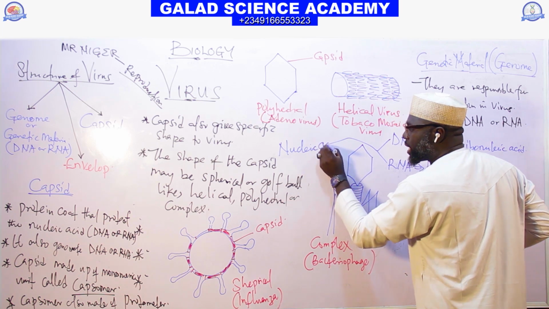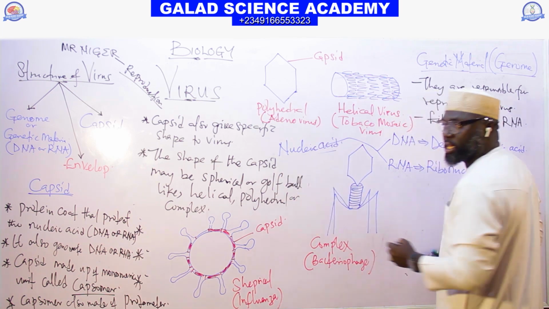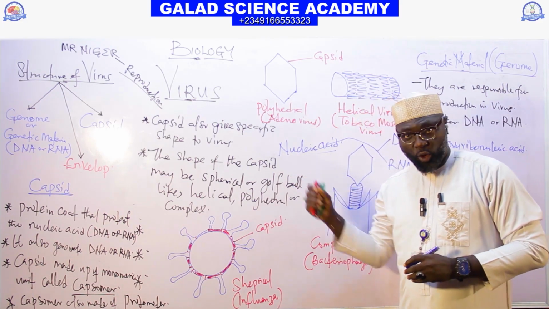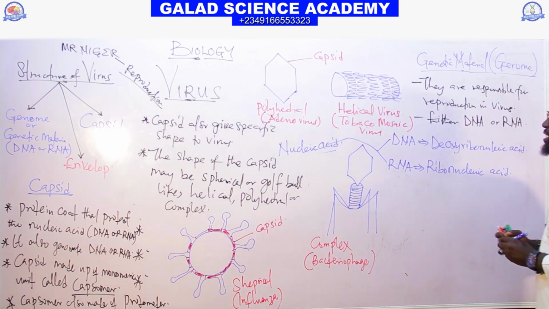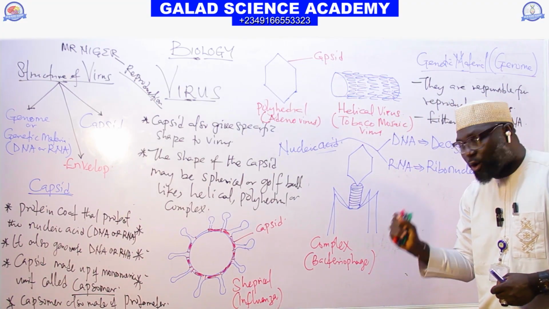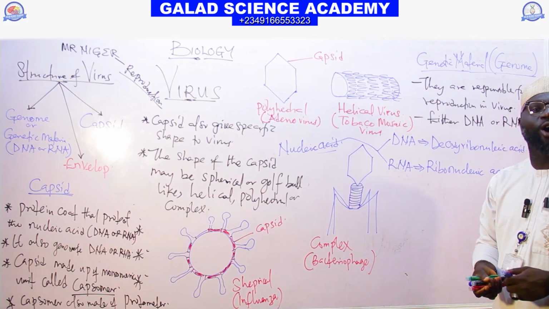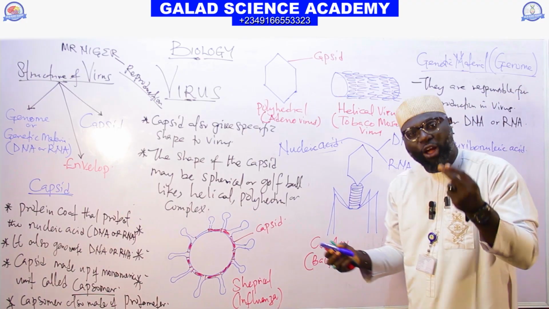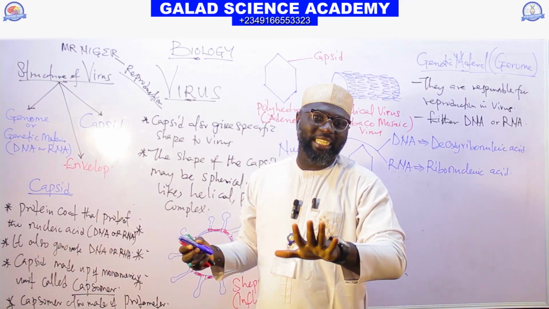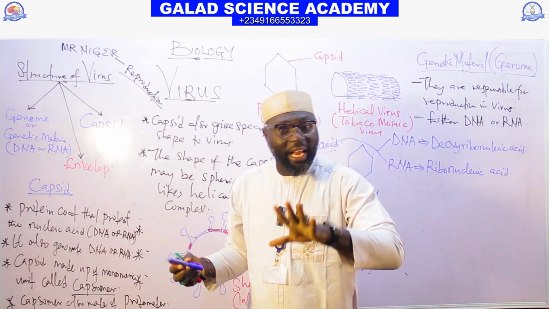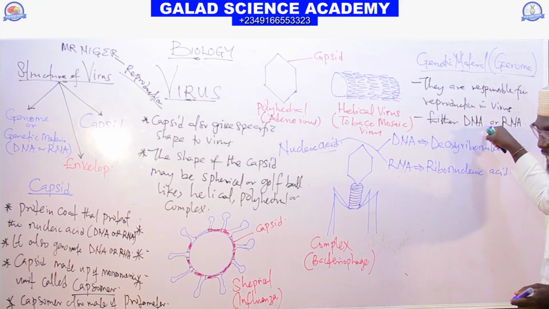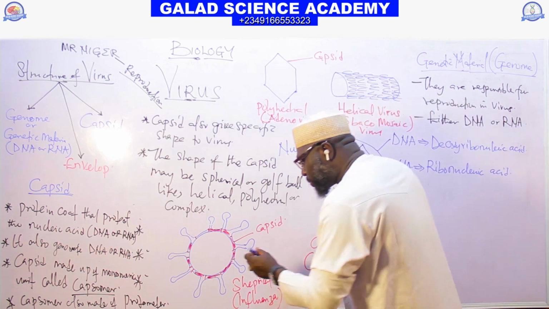nucleic acid, one of the chemical of life we have. So a single virus must have either DNA or RNA, and they occur in single-stranded or double-stranded forms: single-stranded RNA or double-stranded DNA.